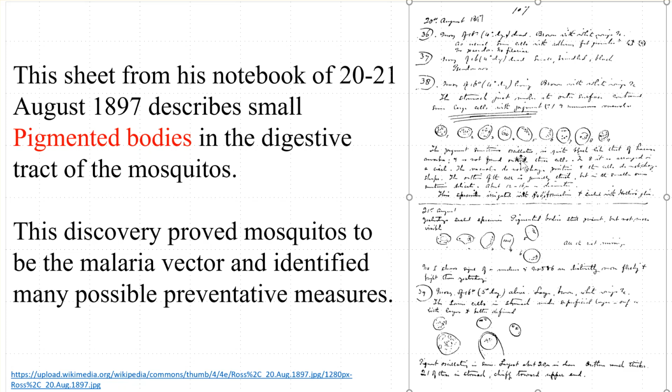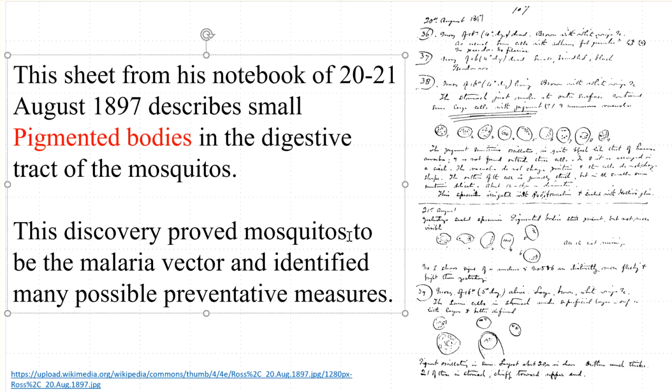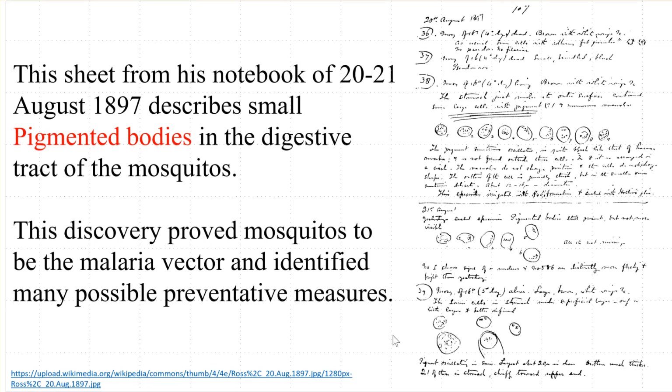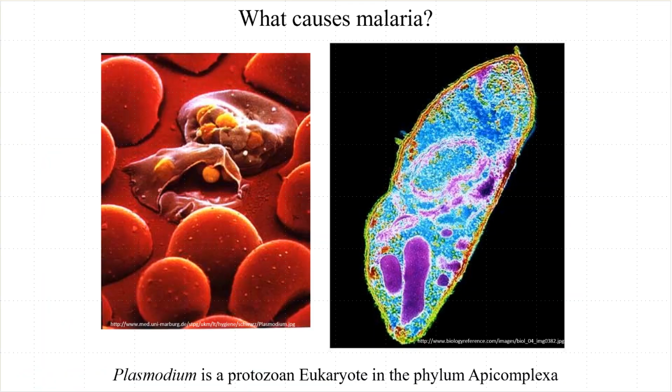This was revolutionary because now physicians knew how to stop malaria in humans. If they could decrease the mosquito population or prevent mosquitoes from biting individuals, you would slow down the rate of transmission of malaria among humans. So let's take a little sidetrack here for a second, because this is a biology course.